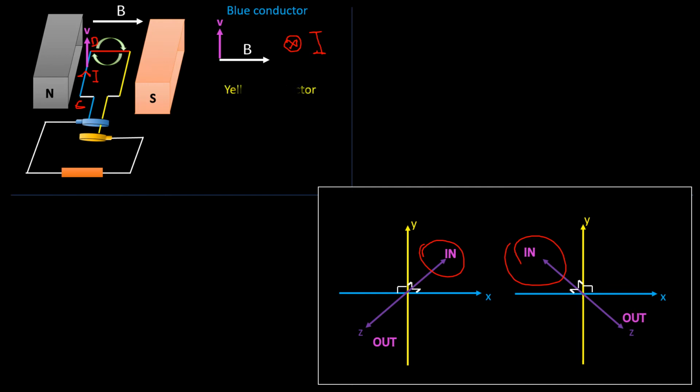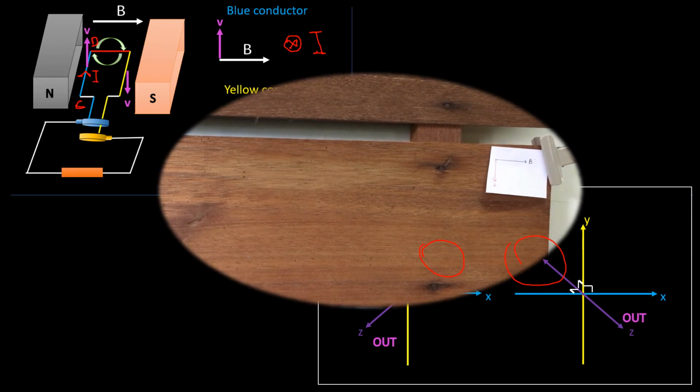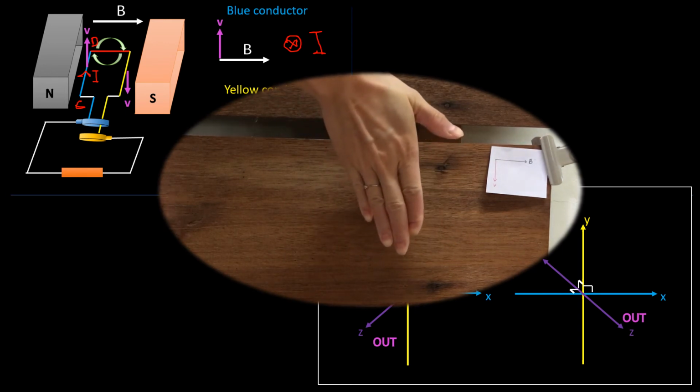Thus, your yellow conductor will have the motion that is pointing down. So your V is actually pointing downwards, and your B is still pointing to the right-hand side. Now I will show you another video on how to determine your induced current for the yellow conductor. For this one, you have your V moving downwards, so your coil is moving down and your B is moving to the right.